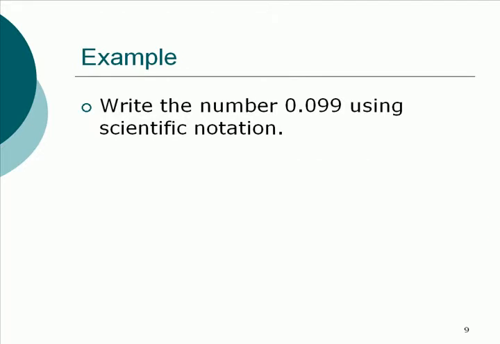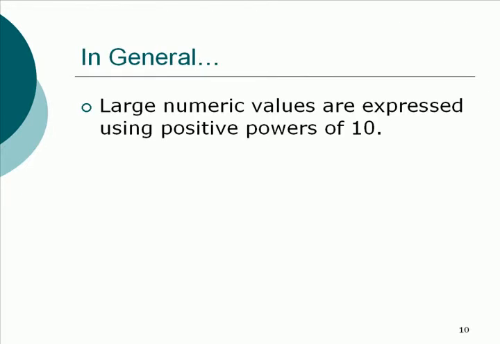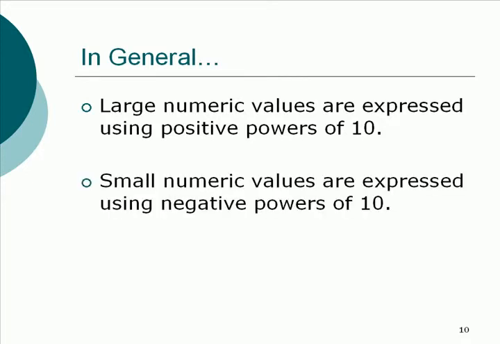Okay. Well, in general, large numeric values are expressed using positive powers of 10. If you've gone through scientific notation before, sometimes there's left and right, move the decimal point left or right according to the sign. That's fine. I have trouble with that. I just remember that positive exponents of 10 represent large numbers, so I have to move the decimal in a direction that makes it large. And very small values, values less than 1, are represented by negative powers of 10. That's an easier way to keep track of where you're moving the decimal point.